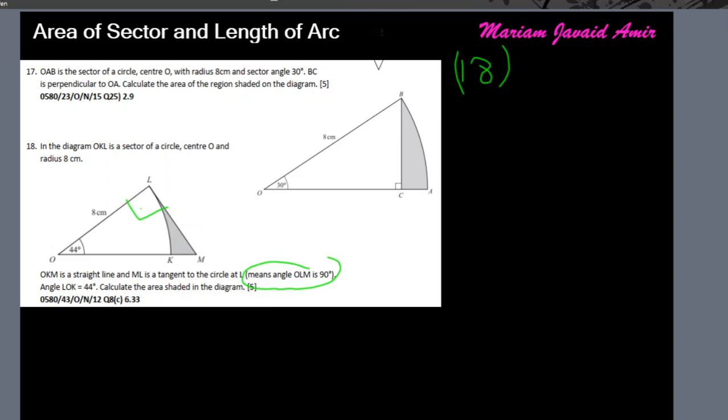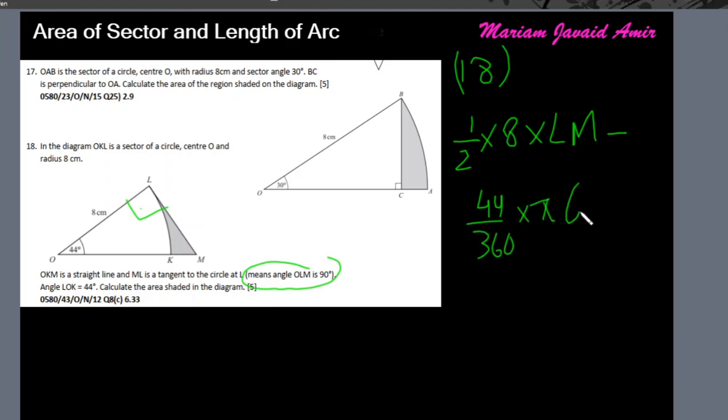Calculate the shaded area. So again, shaded area is area of the sector, 44 over 360 times pi 8 squared, minus, no, in fact the total area is a triangle, not a sector. So total area is half times base times height, which is LM, minus area of the sector, which is 44 over 360 times pi r squared.